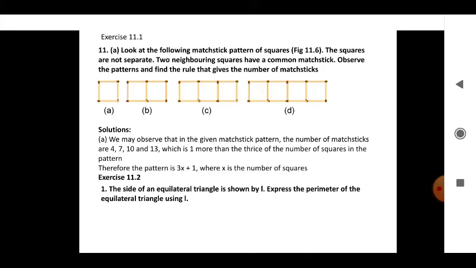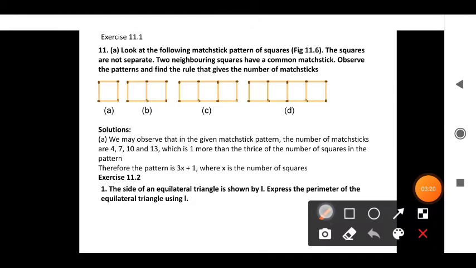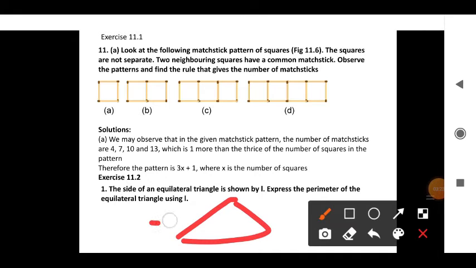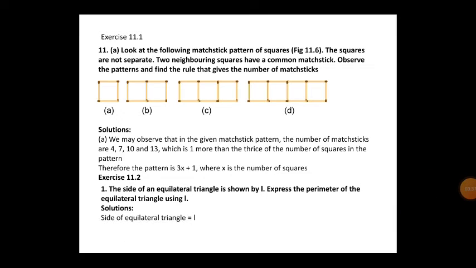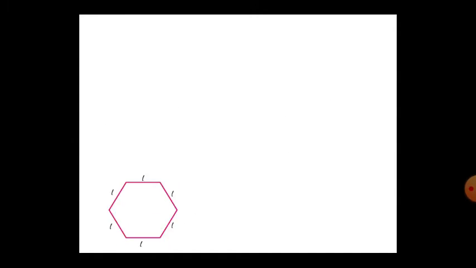A triangle with all sides equal is called an equilateral triangle. So here the side of an equilateral triangle is represented as L. Express the perimeter of the equilateral triangle using L. So what is the perimeter? Perimeter is the sum of all the sides. How many sides are there in a triangle? 3 sides. So L plus L plus L. So the perimeter is 3L. That's it.